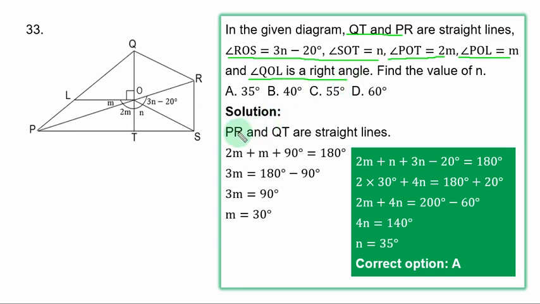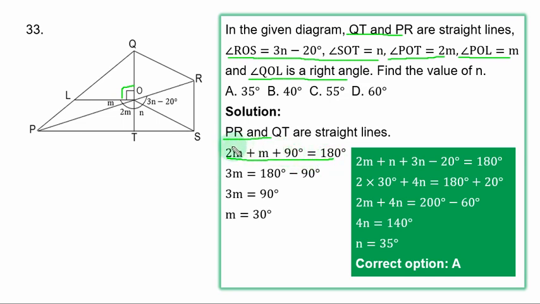Let us work with PRO and QT as they are straight lines, and the angles on a straight line sum to 180. So let's start from QT. This angle here is 90 degrees. You have 90, m and m, so it's easier to get m from QT before looking for n. So you have m plus 2m plus m plus 90 degrees equal to 180 degrees.